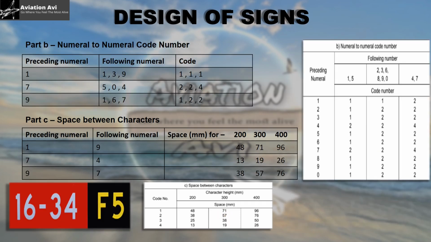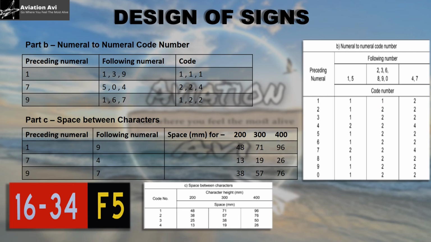Now that we have seen the distance between two alphabets, let us look at the distance between two numbers, the numeral to numeral code. For this, we refer to table part B, numeral to numeral code. Firstly, we see the preceding numeral. In this case, let's say runway 16-34. So the preceding numeral becomes 1. It is followed by the numeral 6. So for us, the code is code number 1.